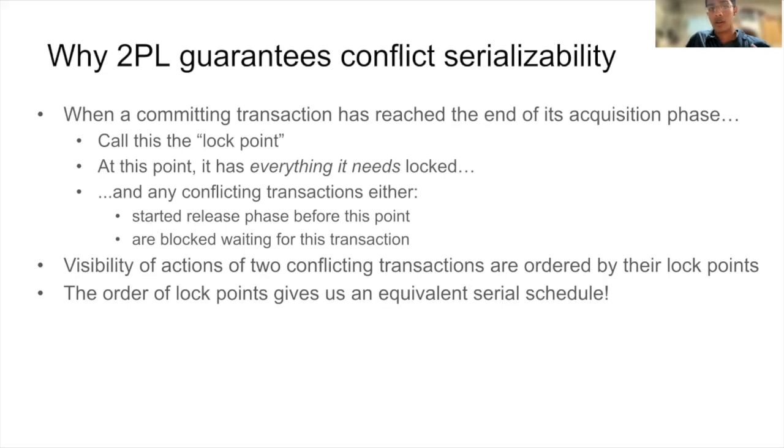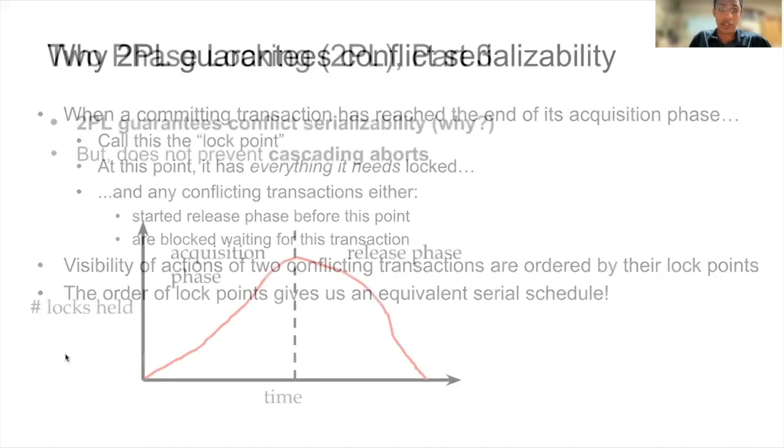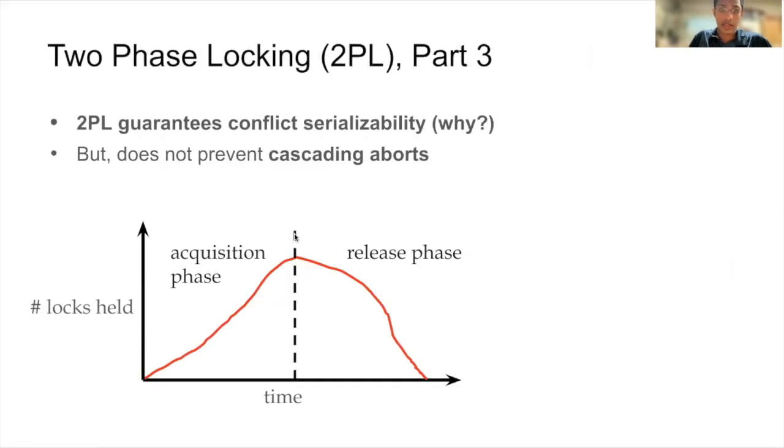Essentially, we're able to now order transactions by lock point, which you can see is this peak in the graph when it finishes acquiring all of the locks it needs, when it has the most number of locks it'll ever hold.